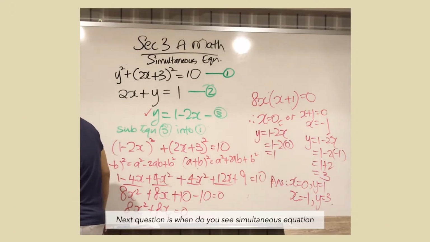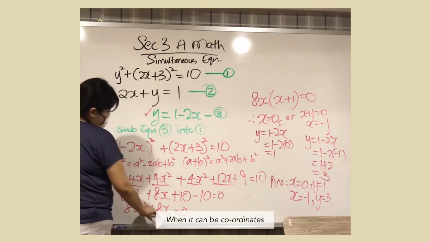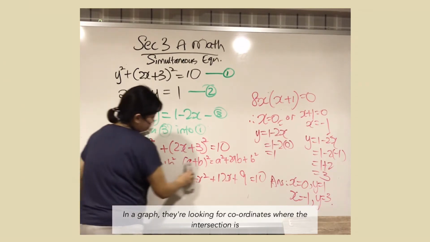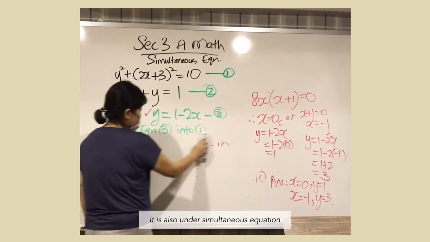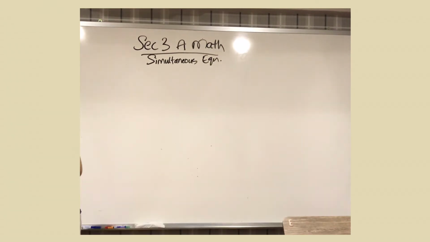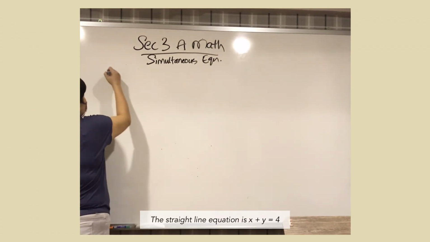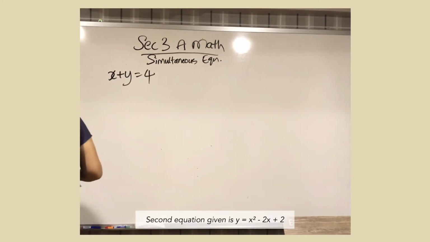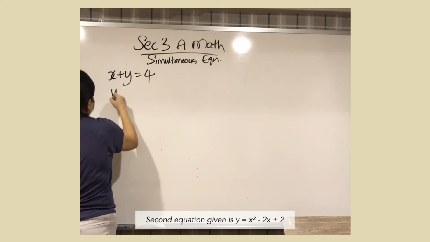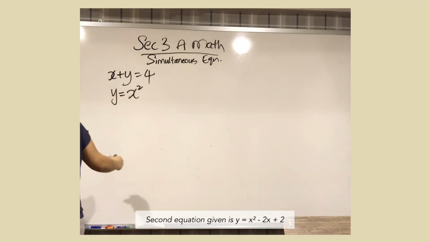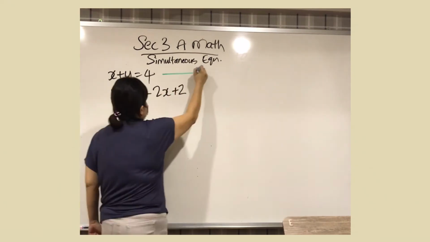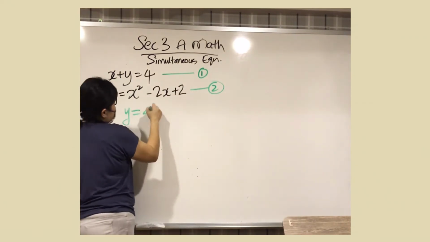The next question: when do you see simultaneous equation when it can be coordinates in a graph? Okay, they are looking for coordinates where the intersection is, or it is also under simultaneous equation. The straight line equation is x plus y equals 4. Okay? Second equation given is y equals x squared minus 2x plus 2.